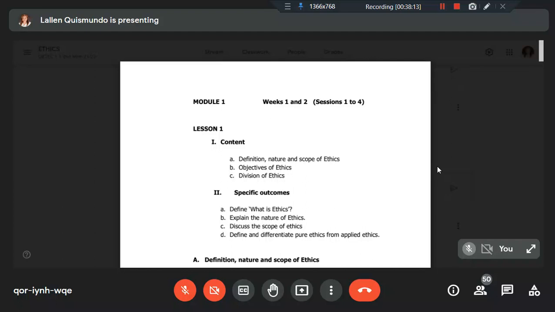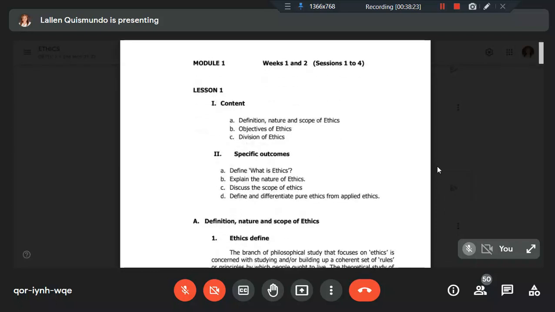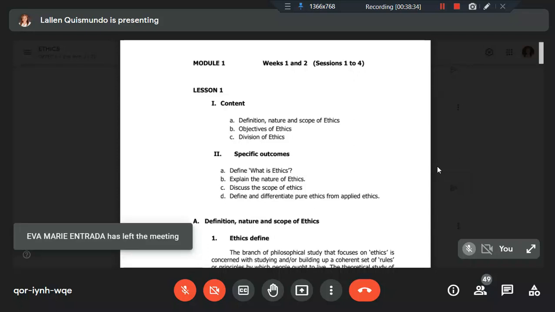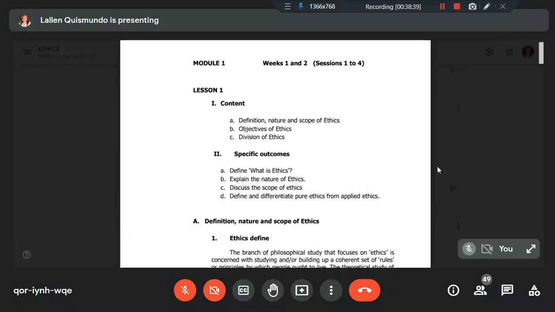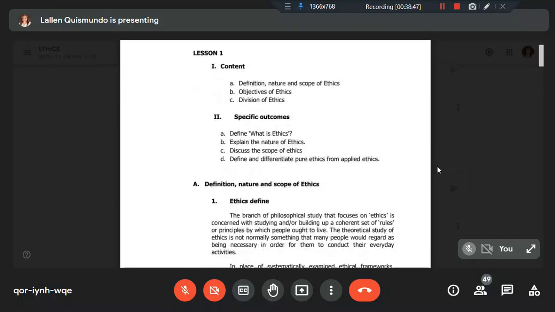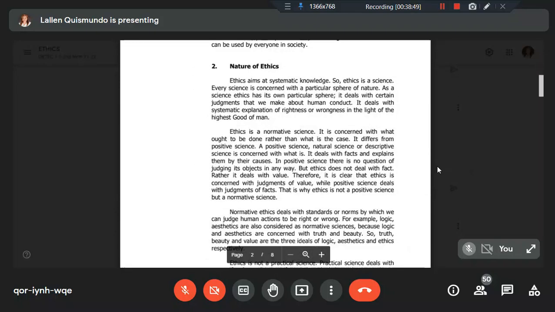Okay? So the content of Lesson 1 is all about the definition, nature, and scope of ethics, then the objectives of ethics, and the division of ethics. We also have here the specific outcomes, we have 4. You will be able to define what is ethics, explain the nature of ethics, discuss the scope of ethics, and lastly, define and differentiate pure ethics from applied ethics. I know this was already presented in the video. Okay, that is the content.